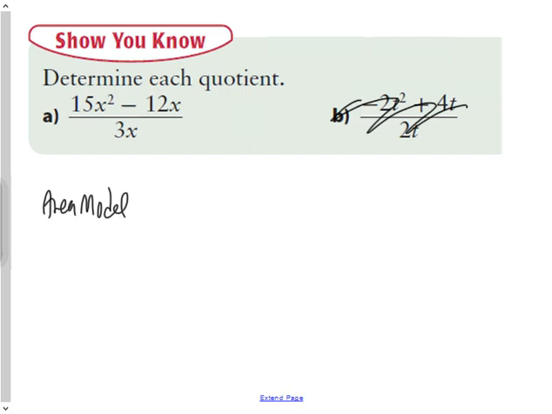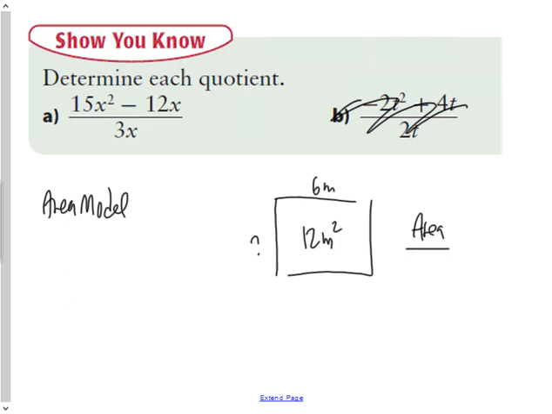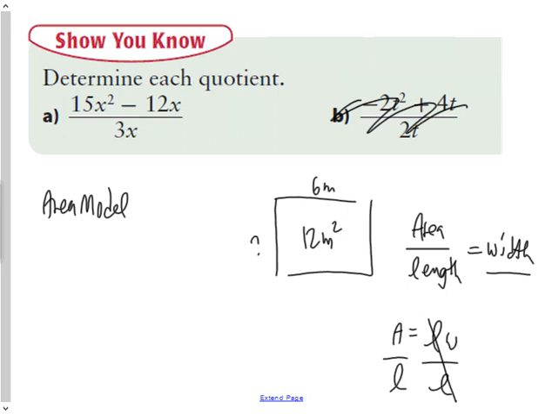And for the area model, I'm going to use a simpler example now. If I said the area is 12 meters squared and the length is 6 meters, what's this width here? Well, if I took my area and divided it by my length, that will equal my width. Algebraically, area equals length times width. If I divide both sides by length, I end up with width isolated, and over here I'd have area divided by length. So on the simpler one, the missing dimension is 2 meters, because 12 divided by 6 equals 2.